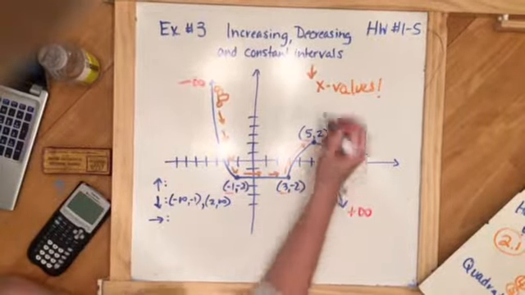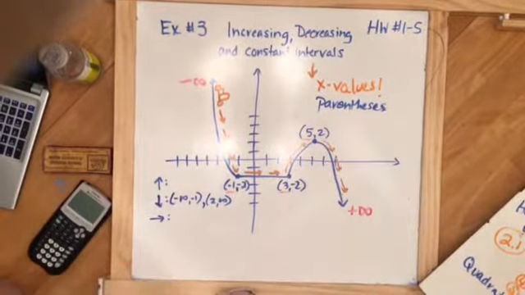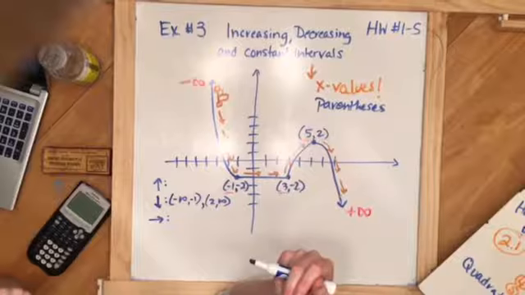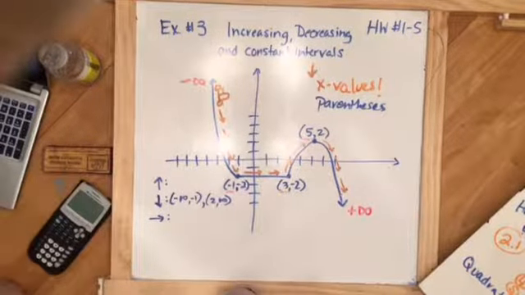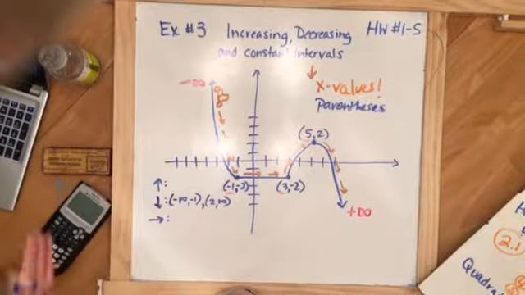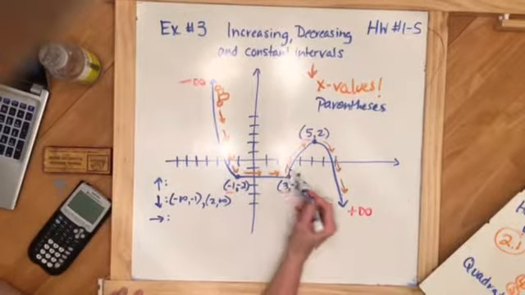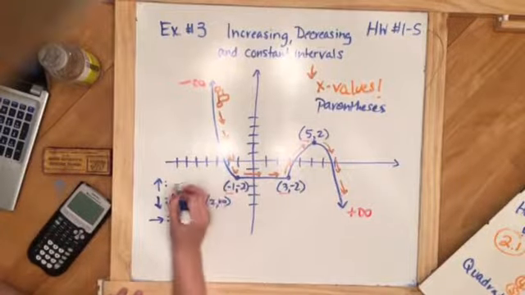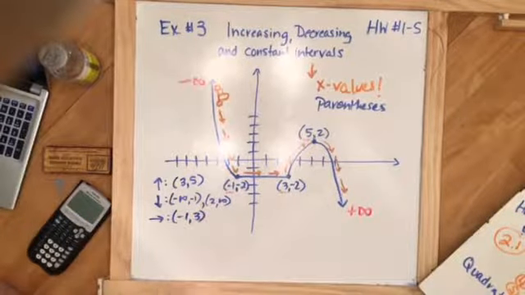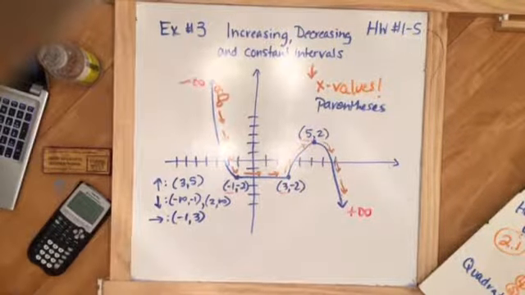And you're always going to use parentheses. There's no need for brackets. Remember, brackets mean it's equal to the value. So you can't say that the function is decreasing at one particular value, because you have to look at it in perspective of the values around it. So that's why we don't use brackets there. It's increasing here from 3 to 5. And then it's constant from -1 to 3. Okay? And that's going to help you with homework questions number 1 through 5.